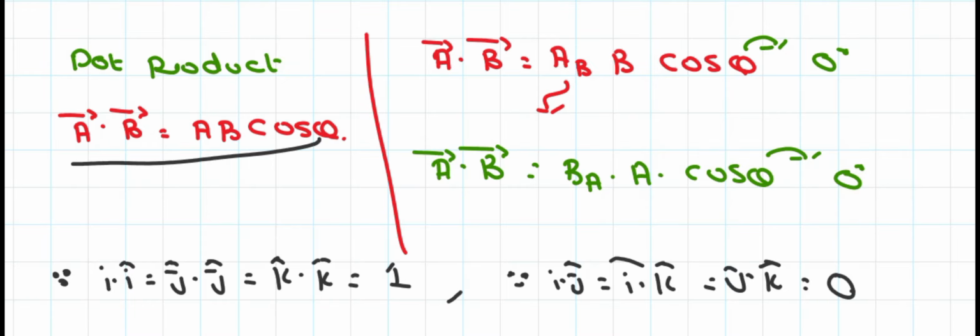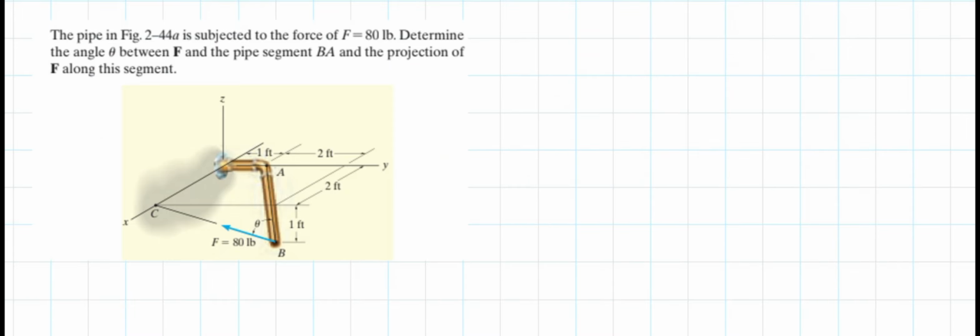Now, let's try some example problems. In this question, we are asked to find the angle theta, which is the angle between the F vector and the pipe segment BA. We also need to find the projection of vector F along this segment. Which segment? The BA segment.